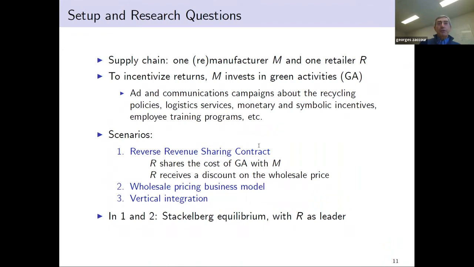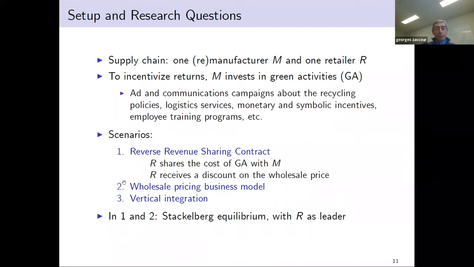So in terms of setup and research questions, what we have here is the following. I have a supply chain made of one manufacturer or remanufacturer called M and one retailer called R. To incentivize the returns, the manufacturer is investing in so-called green activities. Think of these green activities as advertising or communication campaign, where the company is telling consumers about the importance of recycling and so on and so forth. Also, it may include some monetary incentives or not. It can be symbolic. So all these activities, we are summarizing them under the title of green activities.